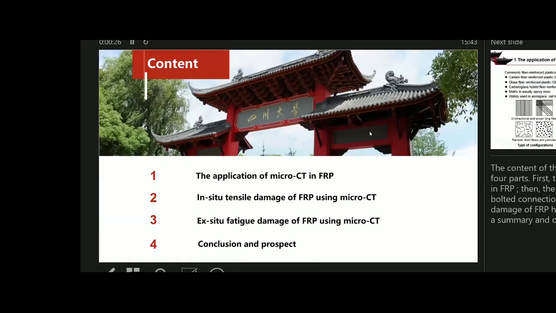My presentation has four parts: the application of micro-CT in FRP, the in situ test damage of FRP, the ex situ fatigue damage of FRP, and the conclusion.